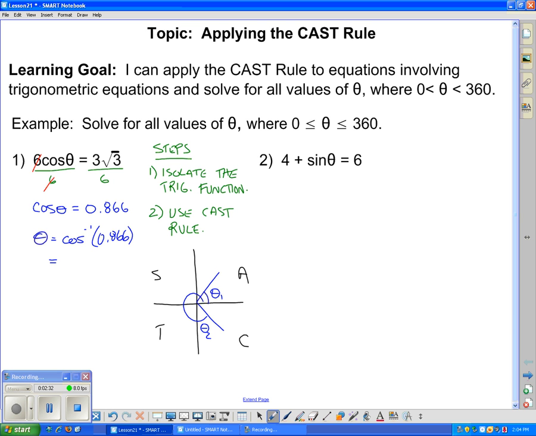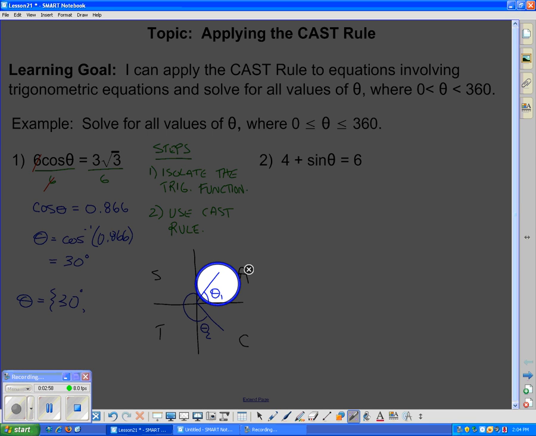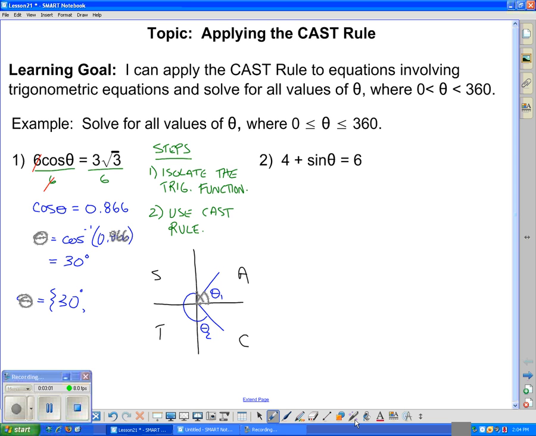We go back to the calculator, and the calculator is only going to give you one possible answer here. So 0.866 cos inverse, I get 30 degrees. So theta is going to equal 30 degrees. Now the calculator only gave us one answer, and we know from the cast rule that there are 2. So you ask yourself, where is 30 degrees? Well, 30 degrees is in quadrant 1. So that means I have theta 1. Underneath I'm just going to write that's theta 1. So the question is, what is theta 2?